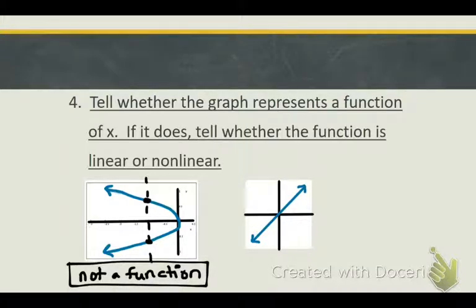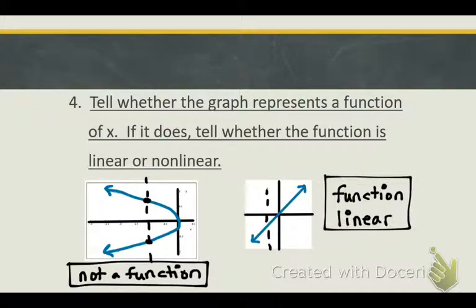The next one, I'm going to do my vertical line test. Once again, it's allowed to touch 1 time. How many times does it touch when I do that vertical line test? Only 1 time. So is it a function, yes or no? It is a function, so I'm just going to write the word function. Now, because it's a function, I want to know, is this a linear function or a nonlinear function? Linear. How can you tell if something's a linear function? It's a straight line, and that graph is a straight line.